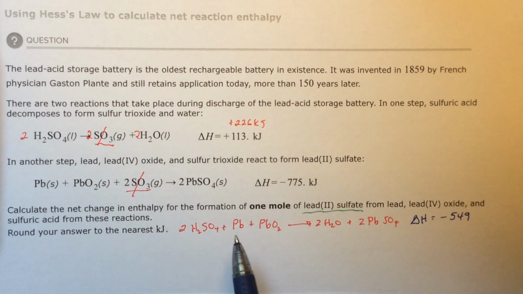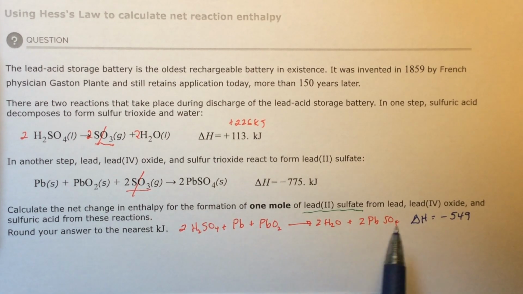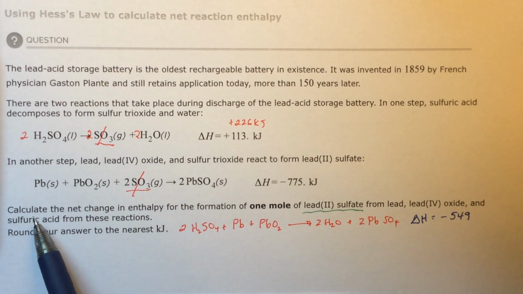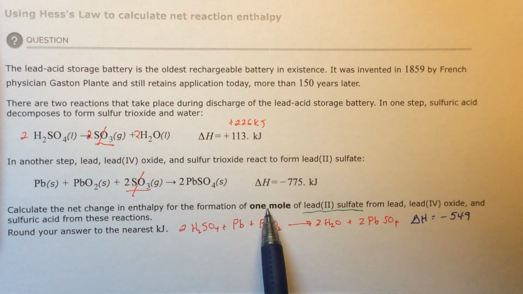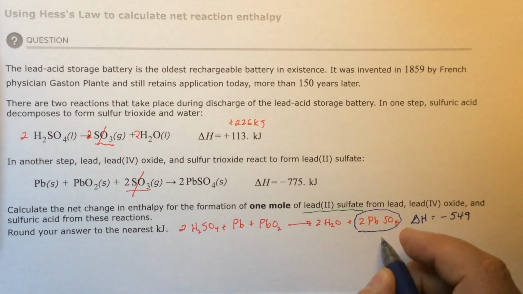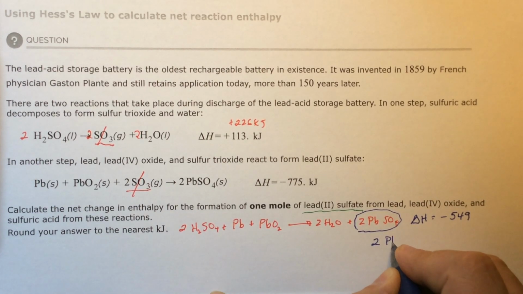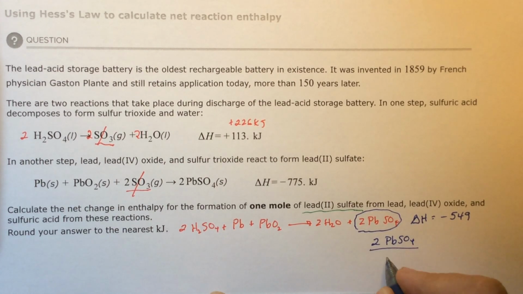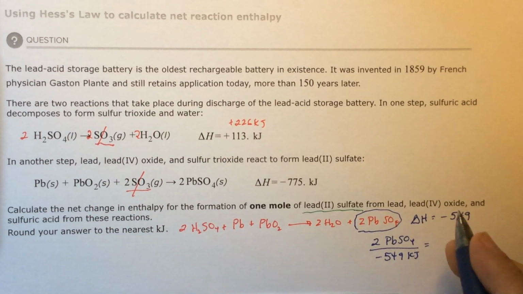All right, now I'm not done, but I'm almost done. Here's my reaction. Here's how much energy is released from this total reaction. It's a two-step reaction. Now they want the net change in enthalpy for the formation of 1 mole of this. Now I've got 2 moles. 2 moles of production leads to this much energy release. All right, so I can do another ratio. I like ratios. I can say for every 2 moles of lead sulfate produced, I am releasing negative 549 kilojoules of energy. Okay, but I want 1 mole because it's saying the formation of 1 mole. So 1 mole of lead sulfate, and that's going to be easy, right?